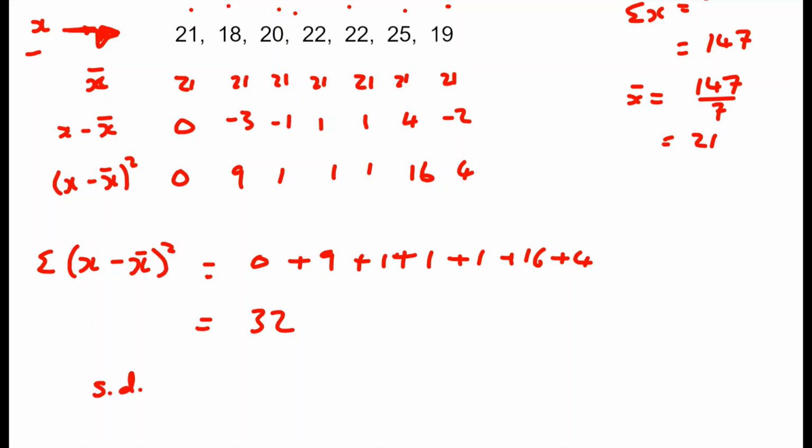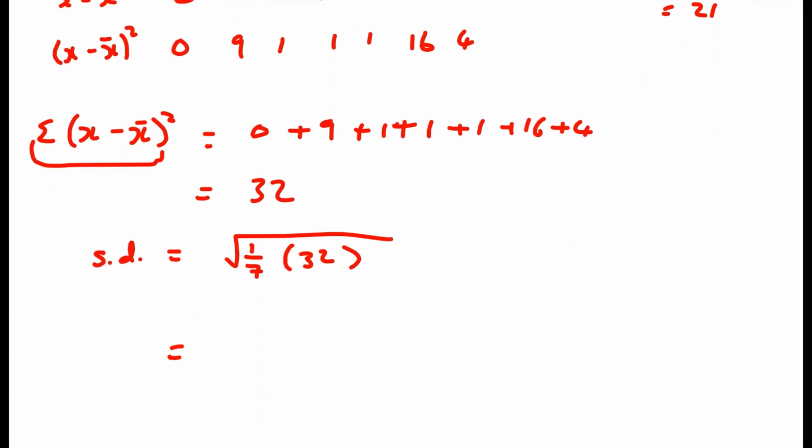So now we can just finish off our formula. Standard deviation equals the square root of 1 over n, so in this case our n is 7, multiplied by this thing, which is 32. Now if we put this into a calculator, we're going to get 2.138 dot dot dot. So our standard deviation, a rough guidance for how our values deviate from our mean, is 2.138.